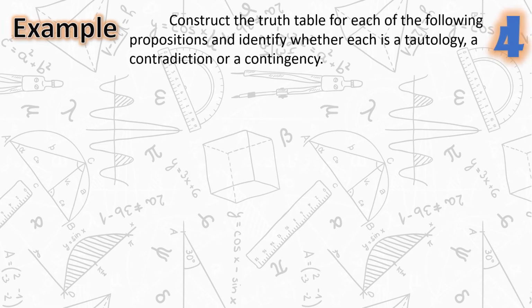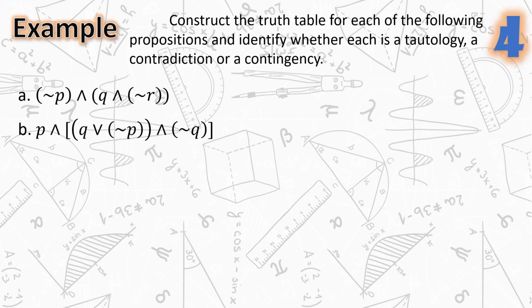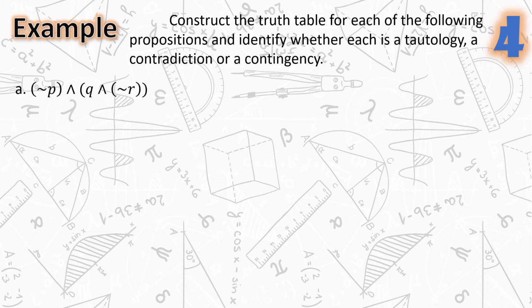Construct the truth table for each of the following propositions and identify whether each is a tautology, a contradiction, or a contingency. Letter A, not P and Q and not R. Letter B, P and Q or not P and not Q. Letter C, P implies Q if and only if not Q implies not P. Let us begin with letter A.